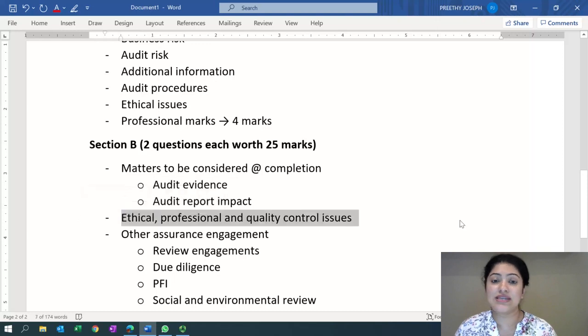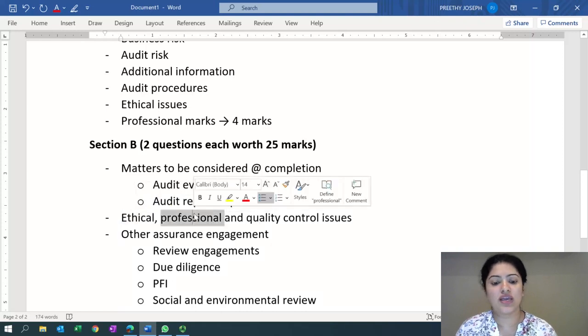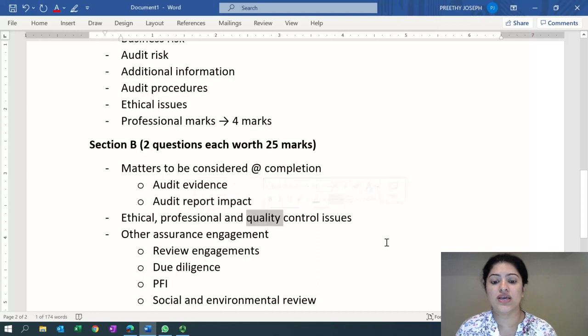Then, as I mentioned earlier, ethical, professional and quality issues. So it won't be focusing mainly on ethical, it'll be mainly on professional and quality issues, guys. These 2 are specifically in line with ISAs. As per the International Standards on Auditing, how are you supposed to behave? How are you supposed to do your audit? And have you done that or not is what you need to check for in the given scenarios.